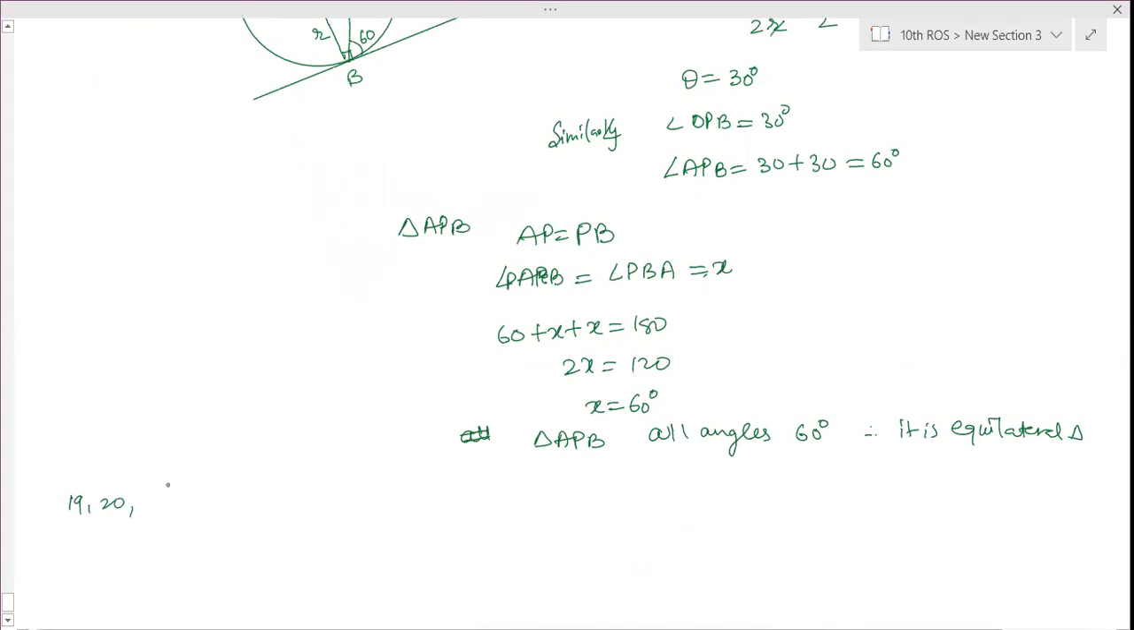Until 29 I told you to complete yesterday. Some questions you solved. That I will solve. 30, 31, 32, 33, 34. No, 35, 36 not possible. 40, 41, 42. Yeah, that's it. You can solve these.